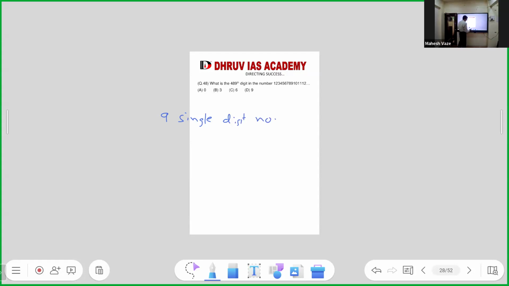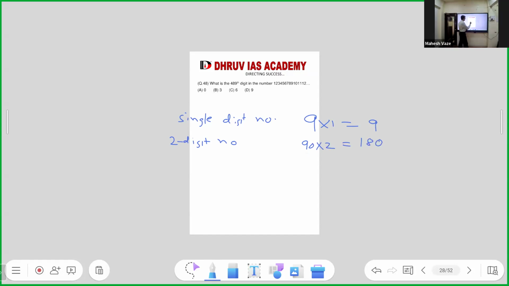Or rather I will just write it here. Single digit numbers, there are 9, and there will be 9 digits. So 9 into 1, there will be 9 digits. Now there are 2-digit numbers. There are 90, so 90 into 2, that is 180.